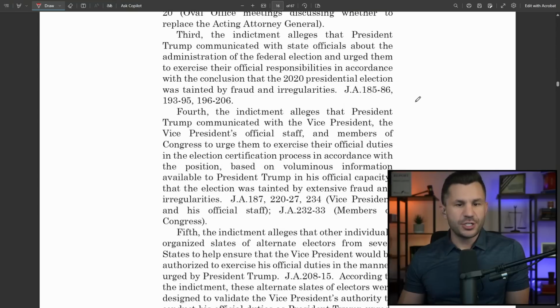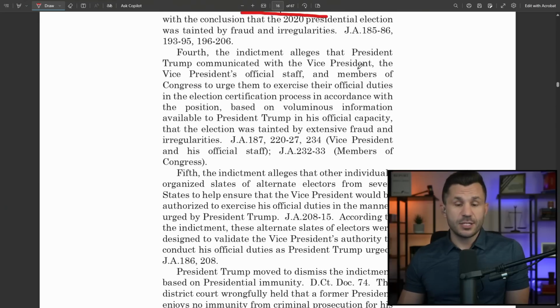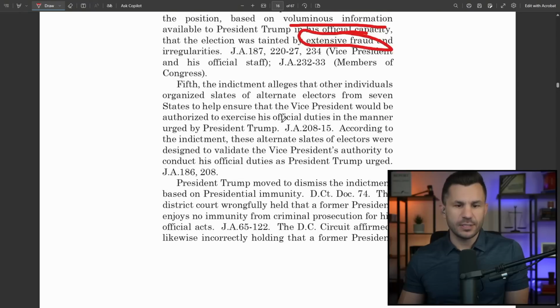Third, the indictment alleges that Trump communicated with state election officials and urged them to exercise their responsibilities, saying, investigate your rigged elections. Fourth, the indictment says that Trump spoke with Mike Pence and encouraged him to follow his official duties, and Trump had voluminous information that was available to him that the election was tainted by extensive fraud and irregularities. And fifth, the indictment alleges that other individuals organized slates of alternate electors from 7 different states that would help ensure that Pence would be authorized to exercise his official duties if the election were reversed.